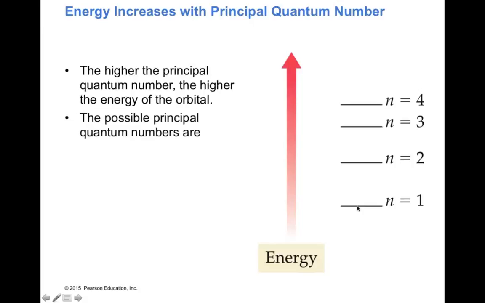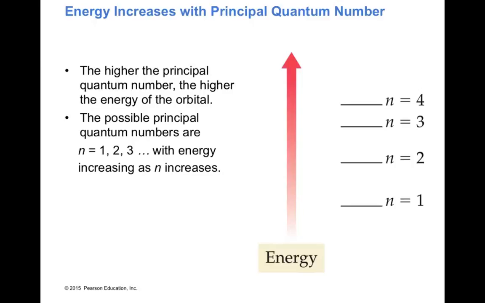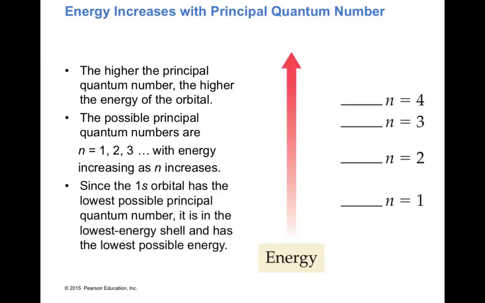So the possible principal quantum numbers are 1, 2, 3, and so on, with energy increasing as n increases. Since the 1s orbital has the lowest possible principal quantum number, it is in the lowest energy shell and has the lowest possible energy. So all the electrons in the 1s orbital have the lowest possible energy of all the other electrons of an atom.